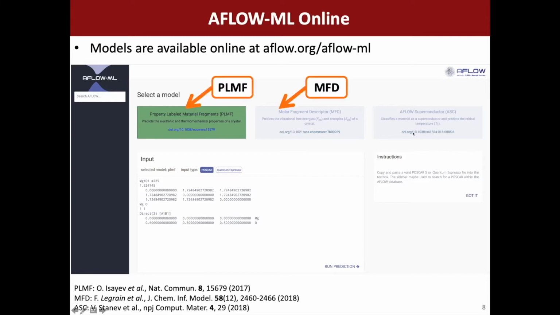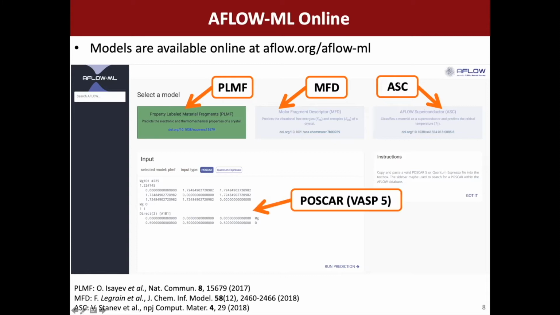So these are the main three models. This is referred to as the molar fragment descriptor, or MFD, and this one is AFLOW superconductor, or ASC. Then here you can put in a structure file. In this case, the default is usually this POSCAR file, which is the input file for VASP. But I'll show later on that you can use different types of input files.